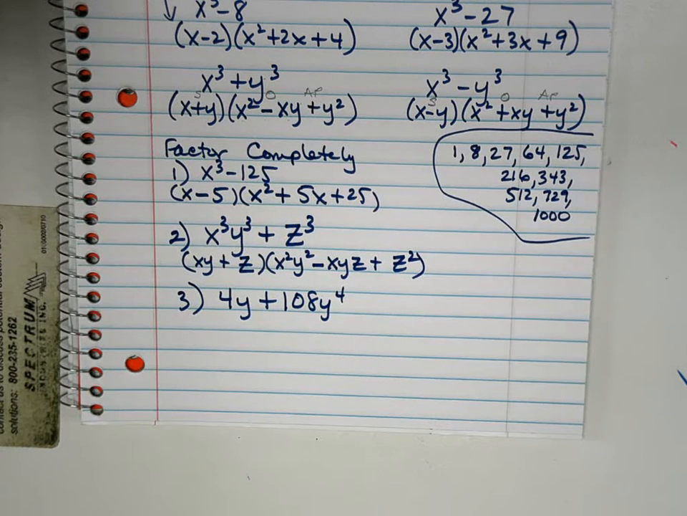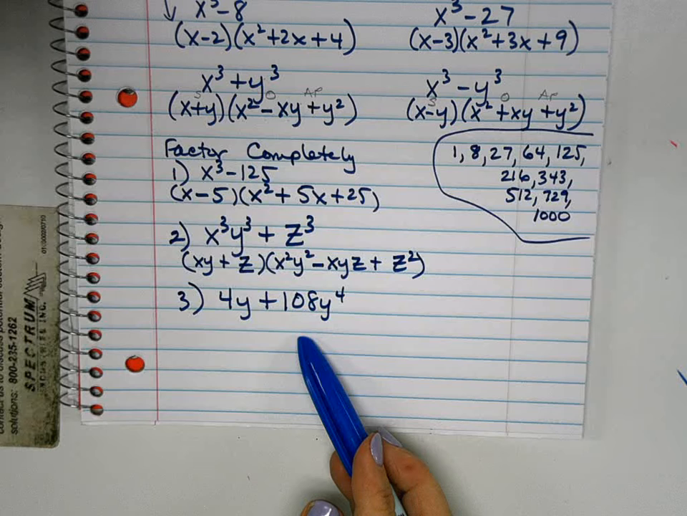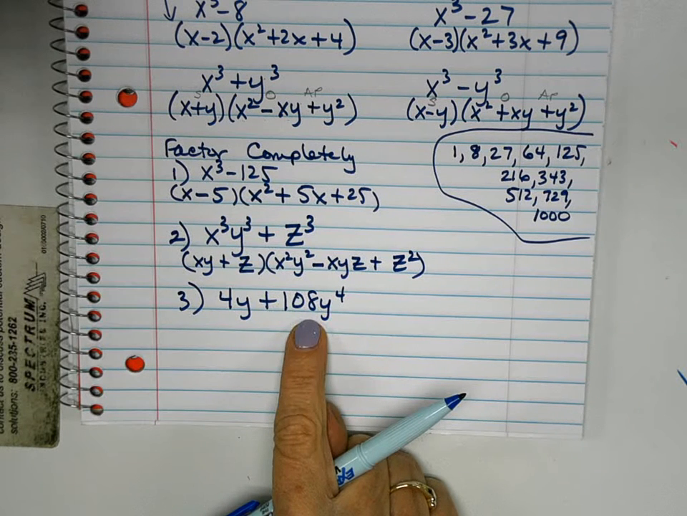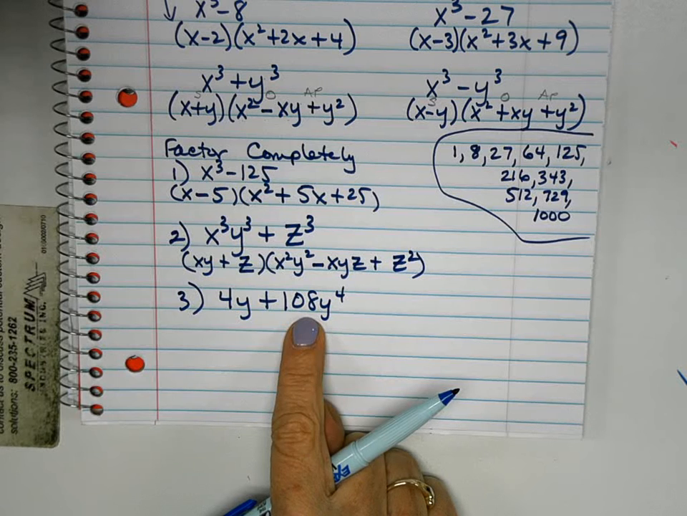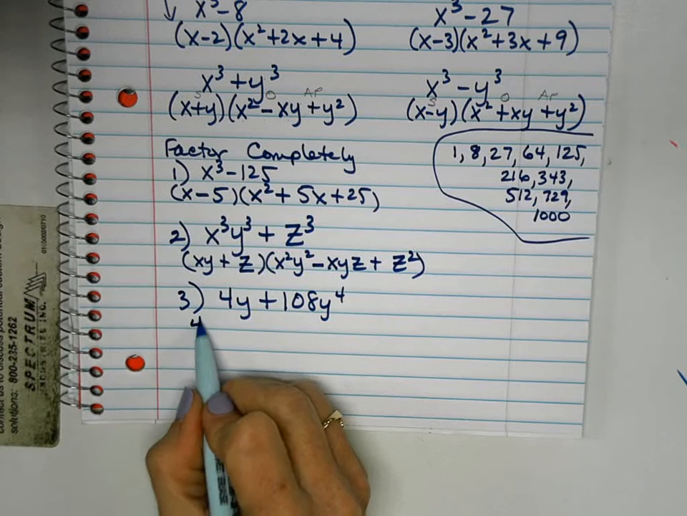So let's go ahead. GCF. Do you know how to tell if 4 goes into a number? Anybody know? If it goes into the last two, it's going to go into it. Does 4 go into 08, which would just be 8? Does it go into 8? Yeah, so 4 goes in. So we can pull the 4 out, and we can pull the y out. So factor out the 4y.